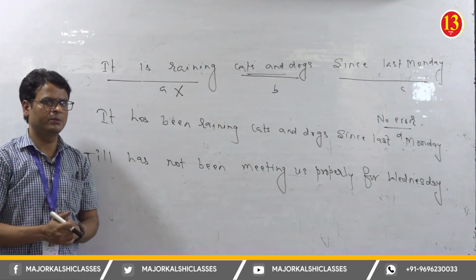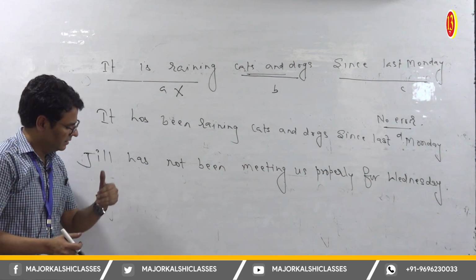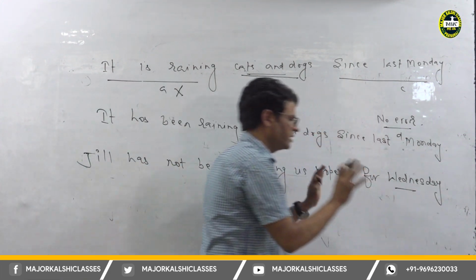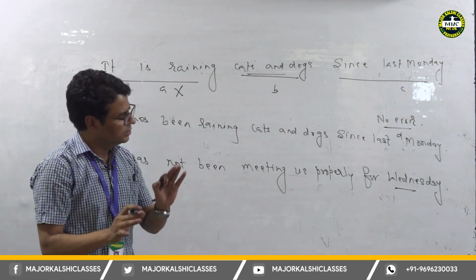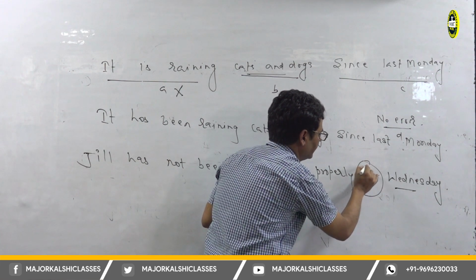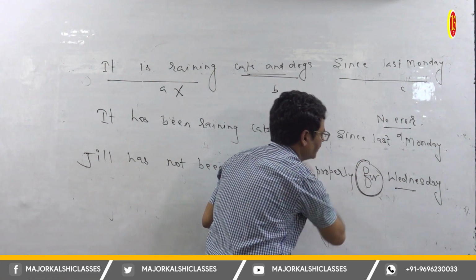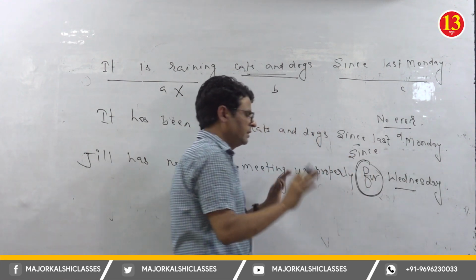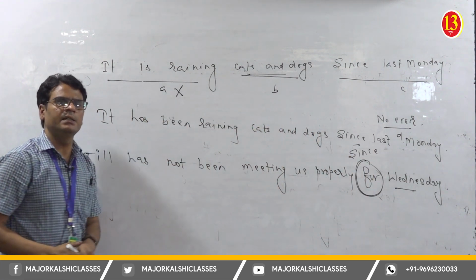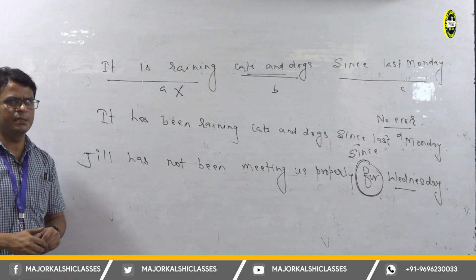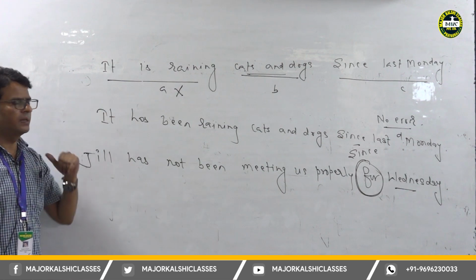I hope you found what is the problem with the sentence. The problem with the sentence is that Wednesday, this is point, this is not period. So we have used preposition for, that is wrong. We have to use preposition since. With period of time we need preposition for, and with point of time we need preposition since. I hope it is clear.